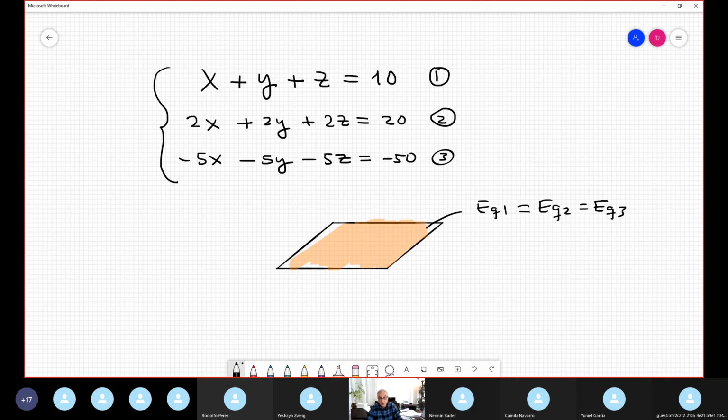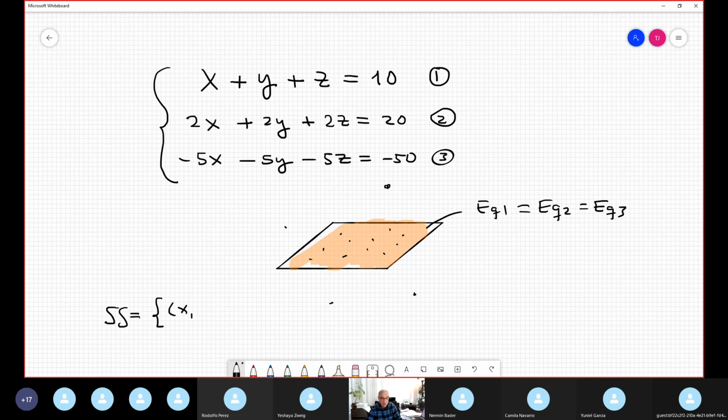So do we have a common point? Of course, every point on the plane is common. Out of the plane, no, but in the plane, yes. So we have infinitely many solutions. You're right. This is the solution set.